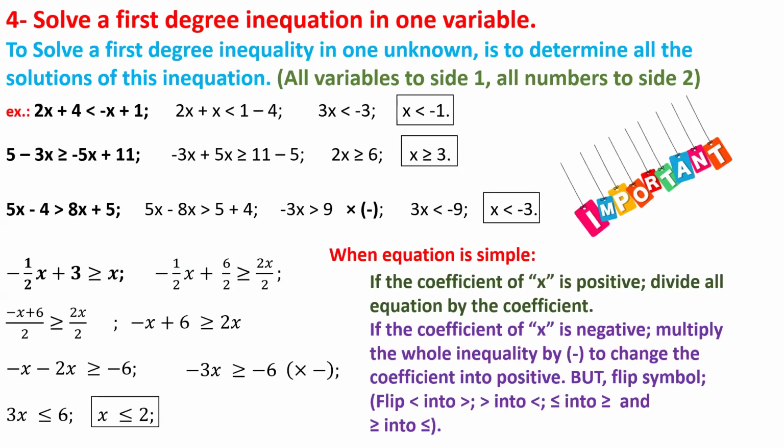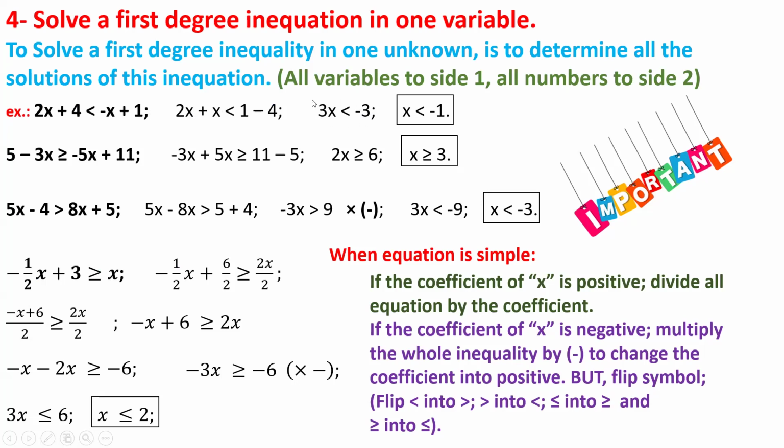Now, how do we solve a first degree inequality in one variable? To solve a first degree inequality in one unknown is to determine all the solutions of this inequation. How do we solve? As we did in first degree equations, all variables to side 1, all numbers to side 2. For example, 2x plus 4 less than minus x plus 1. I keep 2x on side 1. I take minus x to side 1. It becomes plus x. Less than, I keep 1 on side 2. I get 4, it becomes minus 4. Now I calculate. 2x plus x is 3x, less than 1 minus 4 is minus 3.